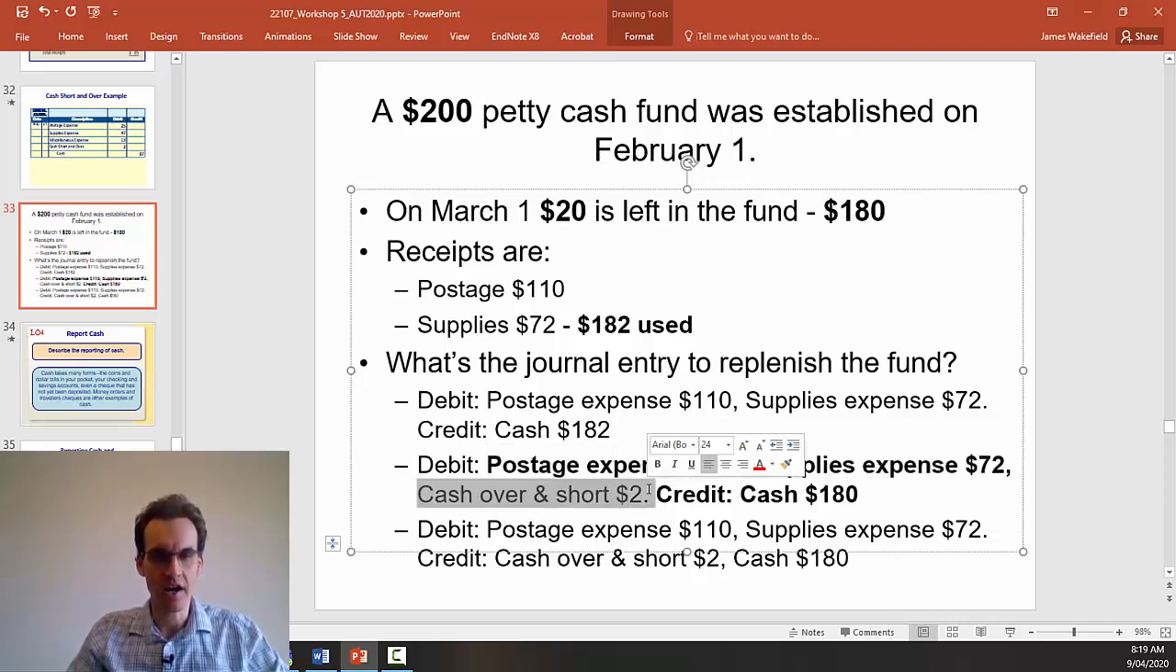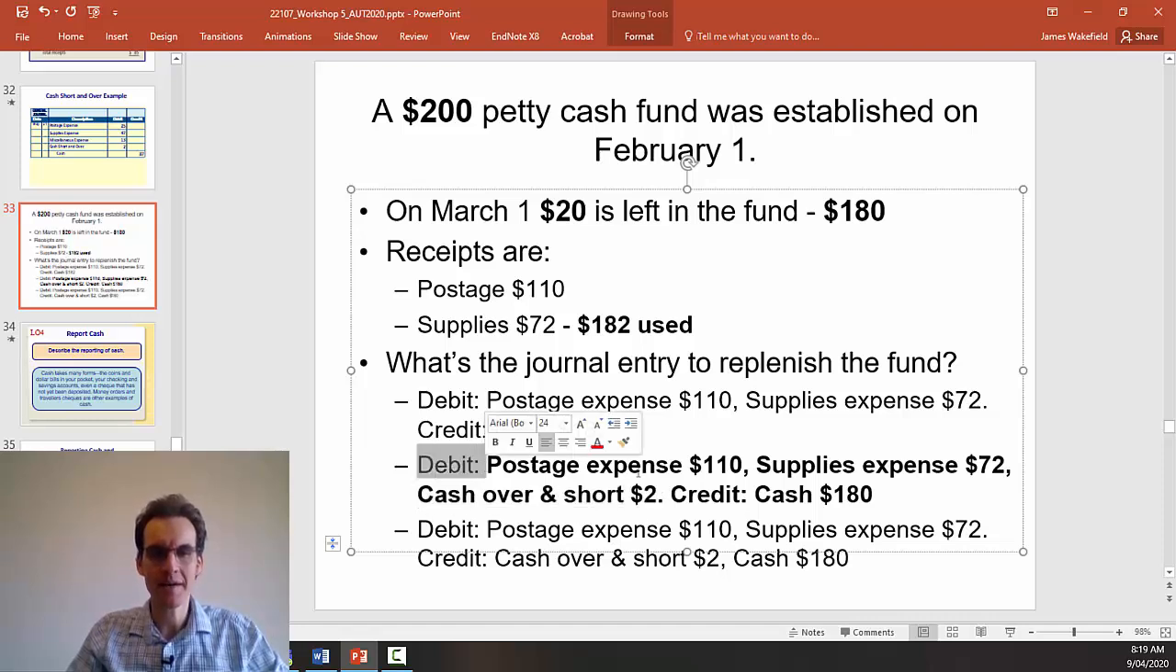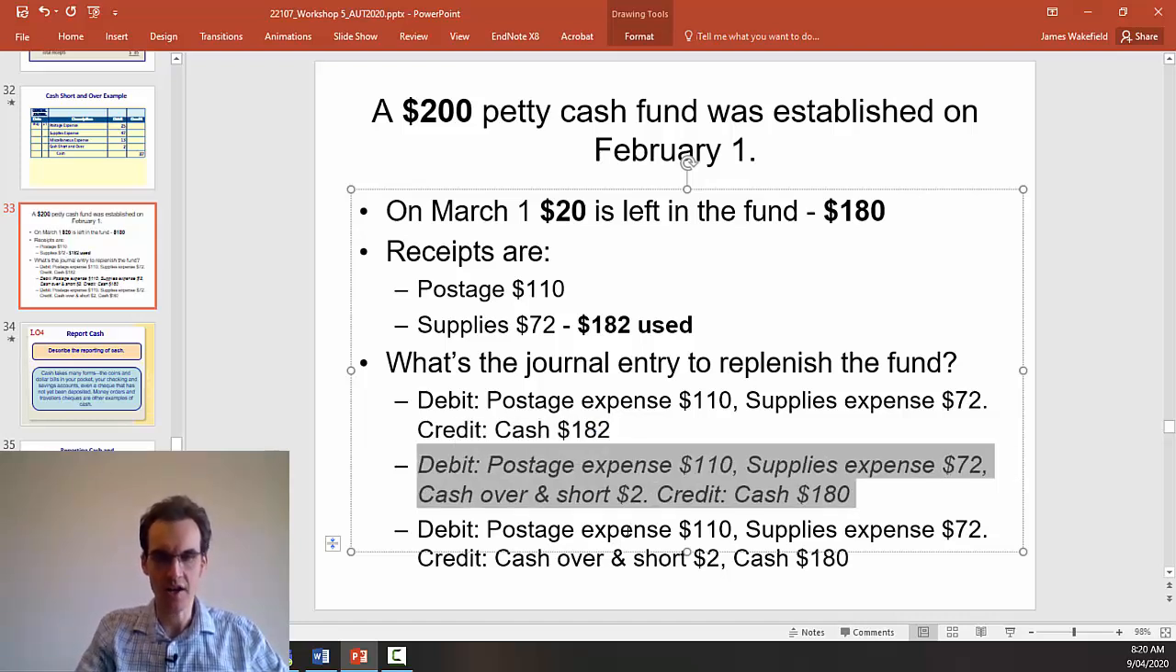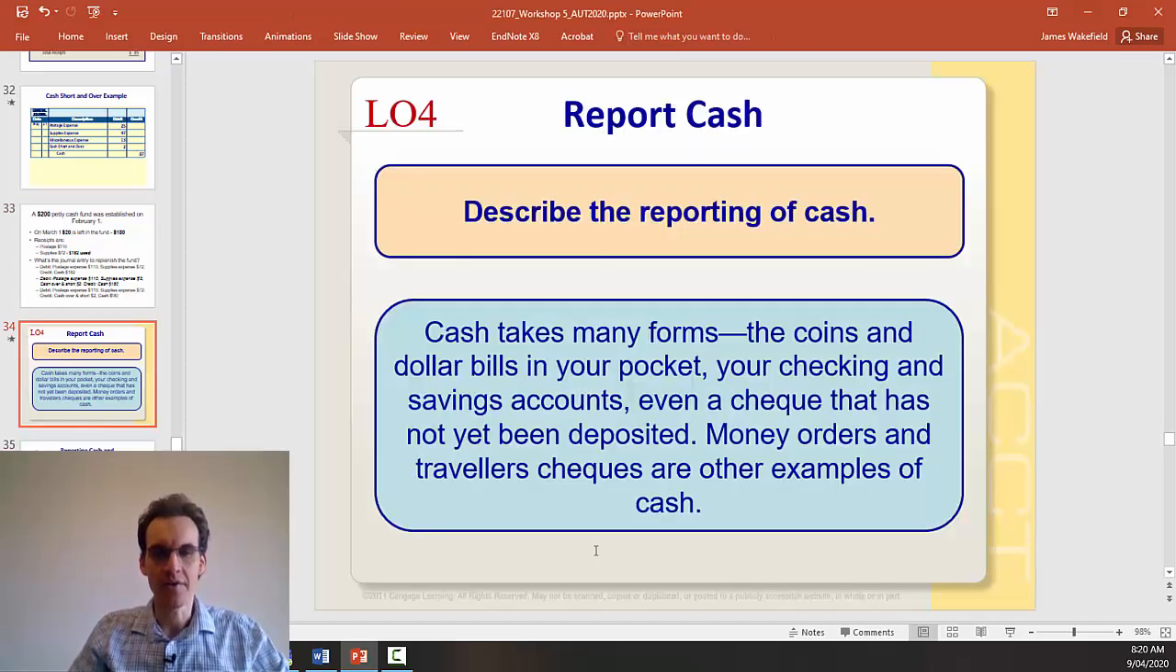Now, in this particular one I've highlighted, I'm happy with the accounts, but I'm not happy with the debits and credits, because essentially we are debiting 110 plus 72, which is 182, plus 2 here, which is 184, and we're only crediting 180. So as you know, that doesn't work. So this one is not the right answer. We're going to get rid of that highlighting.